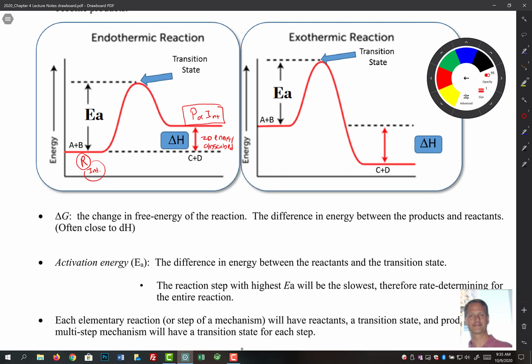Here for an exothermic reaction, again, here's our reactants or intermediates. Here's our product or intermediate of an elementary step, right? Here we have our activation energy and our transition state. So what we're doing is coming up here to our transition state, then coming down here to C plus D, which would be our product or the next intermediate. Now this amount of energy here is the energy that's being released.